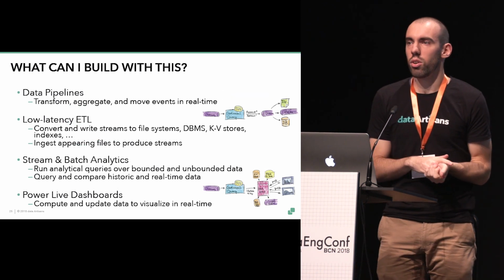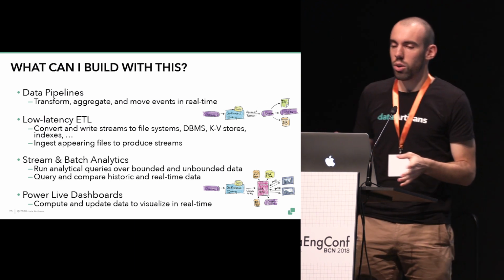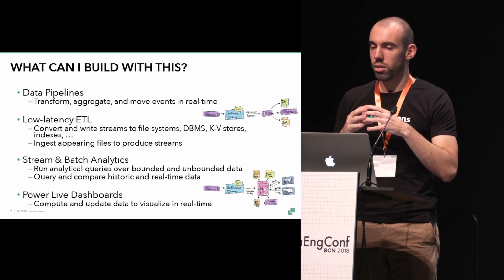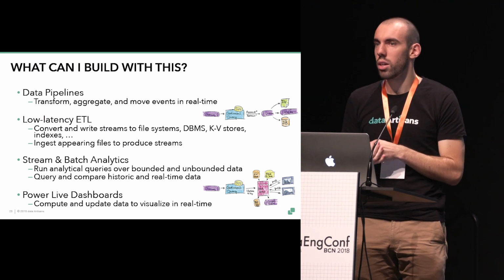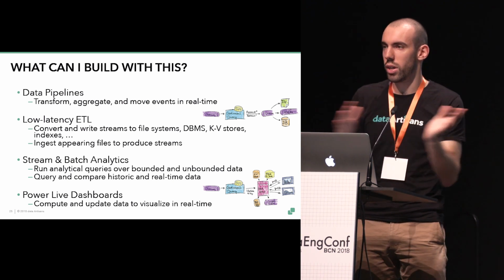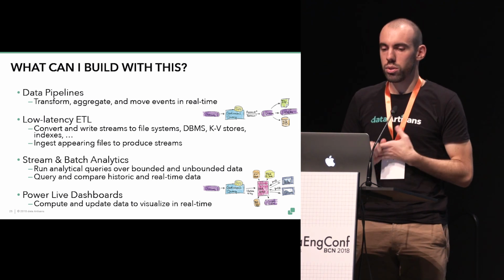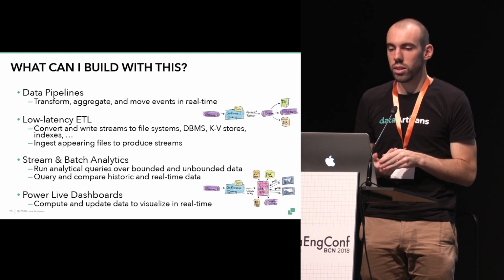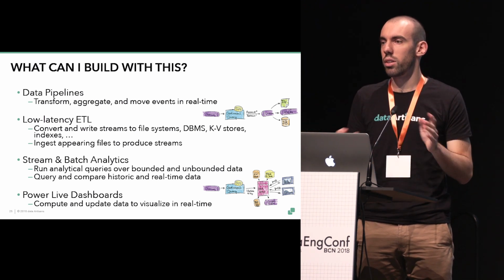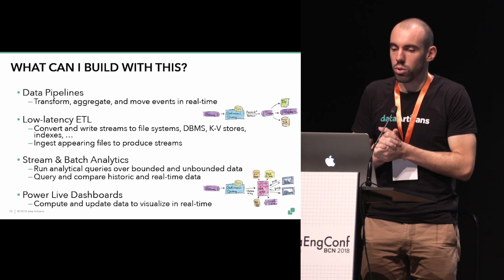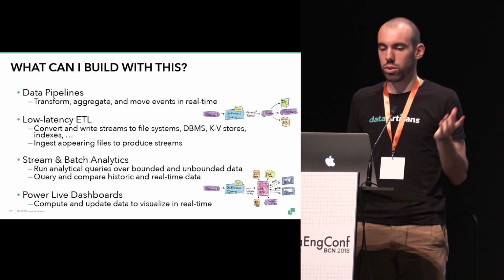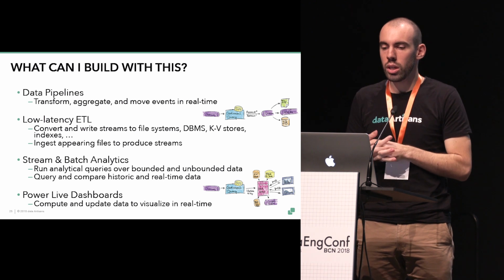So what can I actually build with all of that? I already mentioned ETL, so you can define complex data pipelines where you can transform things, you can aggregate things, and move the events in real time from system A to system B. You can do low latency ETL, which means you can process the data as it comes in and directly store it in its final location, however you prefer: database system, key value stores, Cassandra, Elasticsearch, and so on.